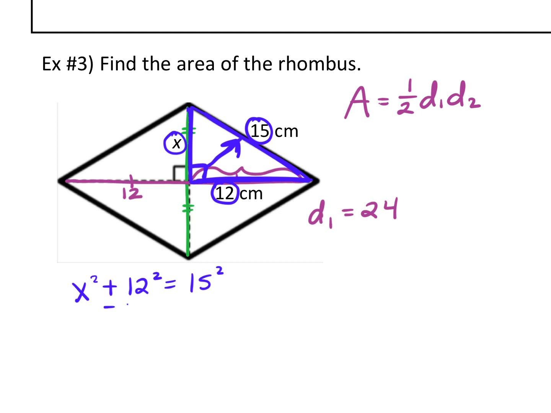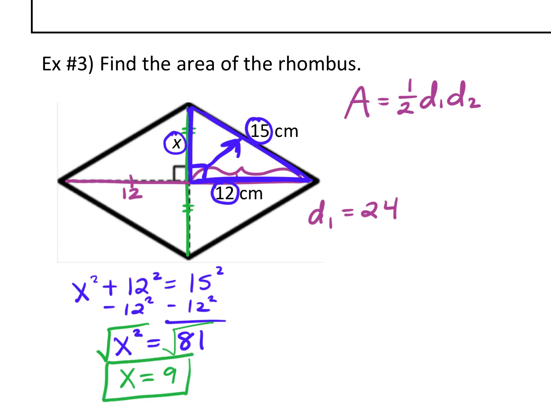Then to solve this, you take away 12 squared. So x squared equals, remember this is not 3 squared, you have to plug it into your calculator, 15 squared minus 12 squared, and you should get 81. So x squared equals 81. If you square something, how do you undo squaring? Square root. So that's your next step. You square root both sides, good job, Forrest, and x is 9.